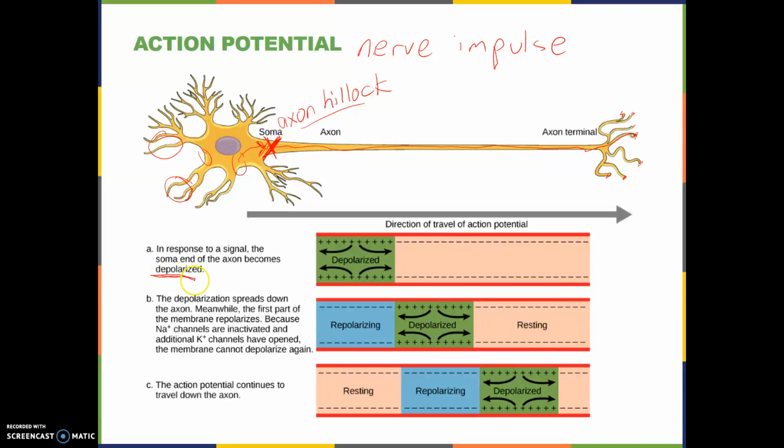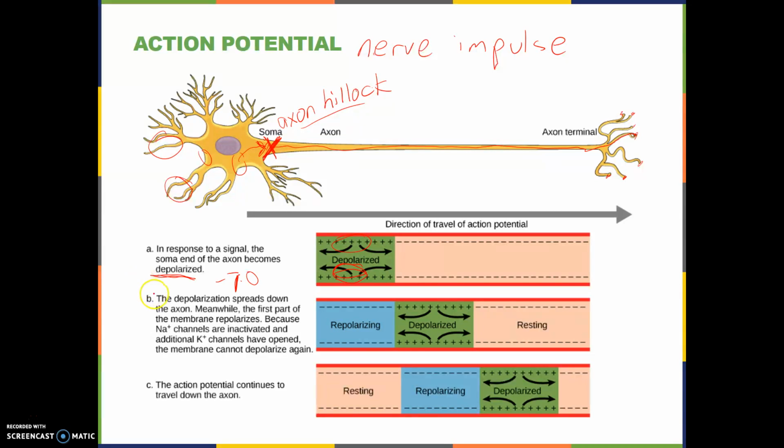And so, in response to the signal, the soma end of the axon, which we call the axon hillock, becomes depolarized. So it's going from -70 millivolts toward a more positive direction. The inside of the plasma membrane started out negative and it's becoming more positive. So that's what depolarization means. And the depolarization spreads down the axon. And then it says, meanwhile, the first part of the membrane repolarizes because sodium channels are becoming inactivated.